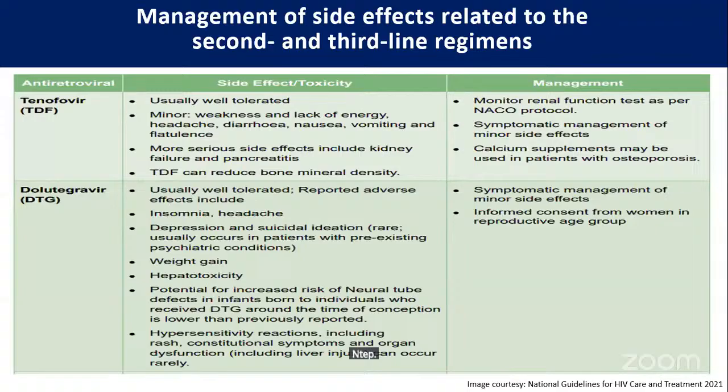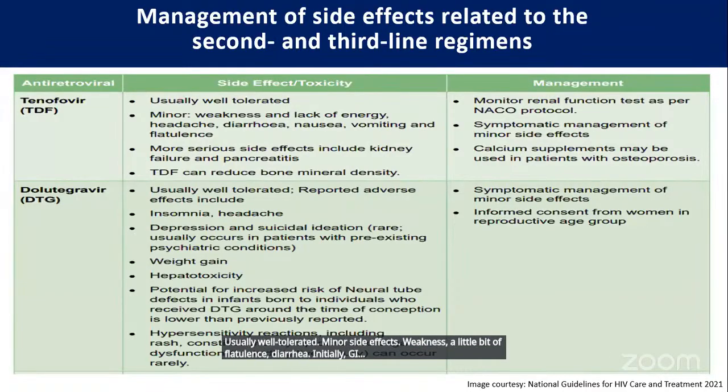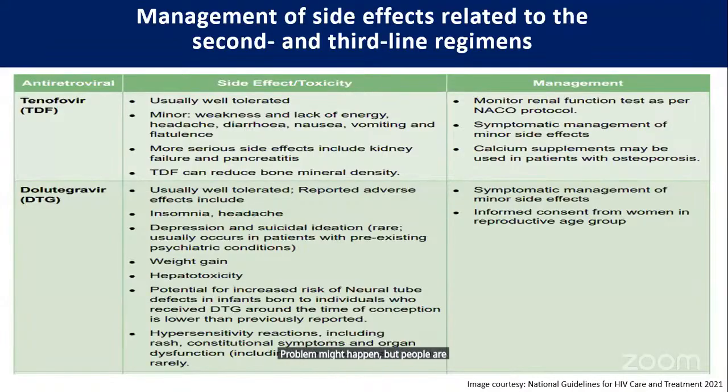And I'm not going into the detail of the second and third line drugs and their side effects. You are all aware of tenofovir, usually well tolerated, with minor side effects: weakness, a little bit of flatulence, diarrhea. Initially, GI problems might happen, but people are more scared about bone and kidney toxicity, like a proximal tubulopathy with proteinuria, amino aciduria, phosphaturia, glycosuria, and resultant hypophosphatemia.